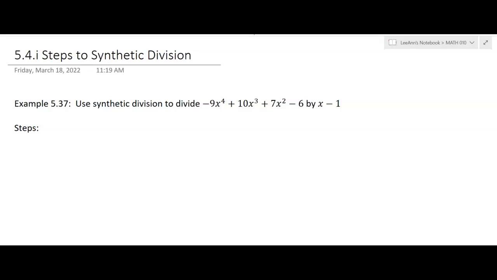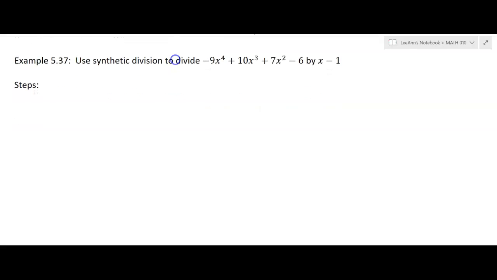Okay, so I'm going to go through this synthetic division problem and talk about the steps. Also, there's something that comes up in this problem that we have to discuss that we haven't seen in the other problems. Okay, so we've got our little problem here.